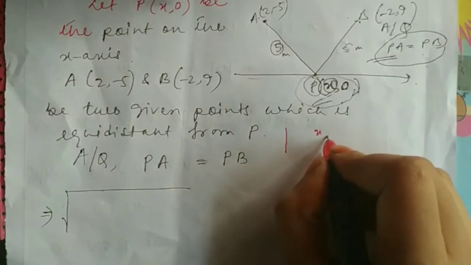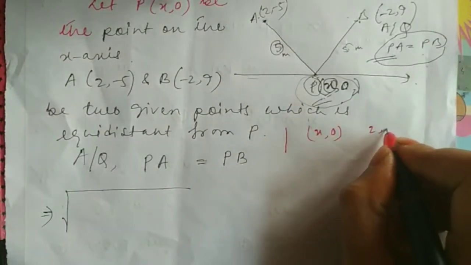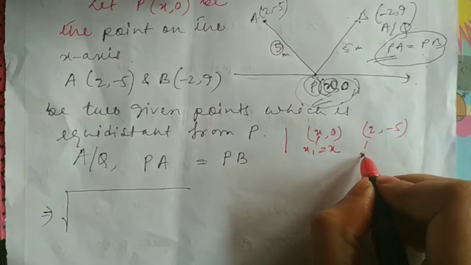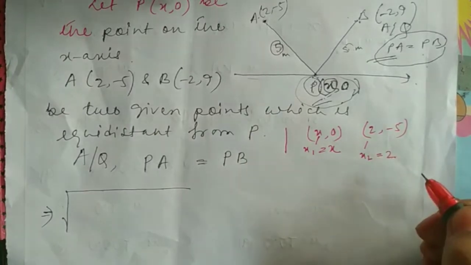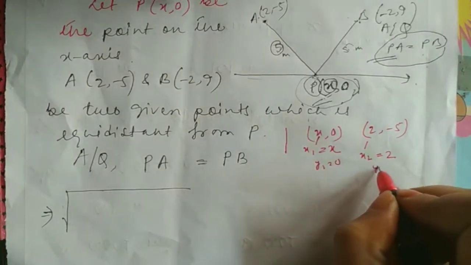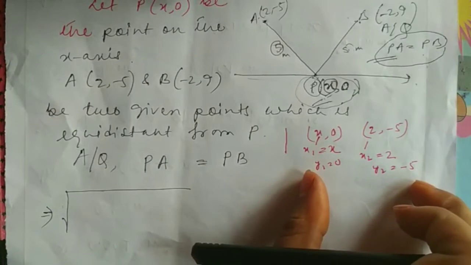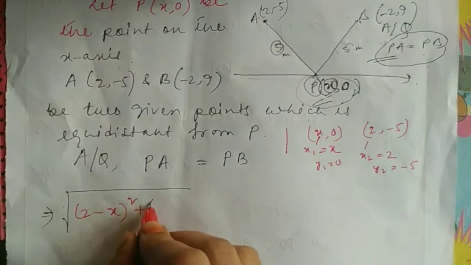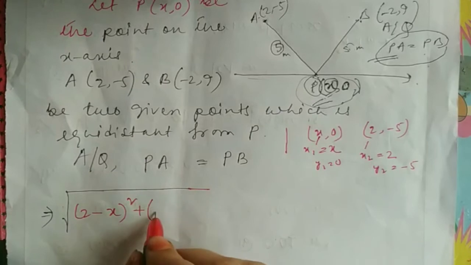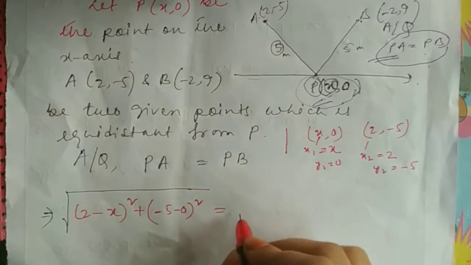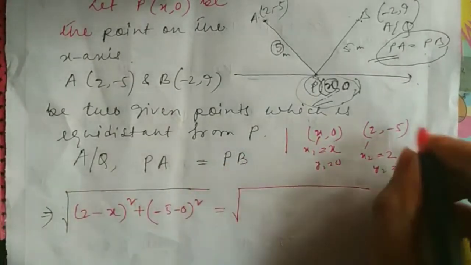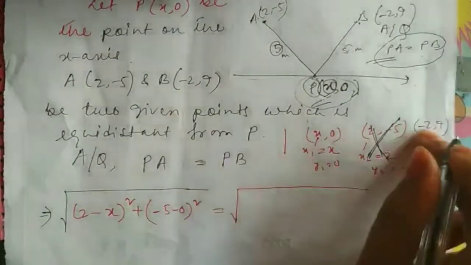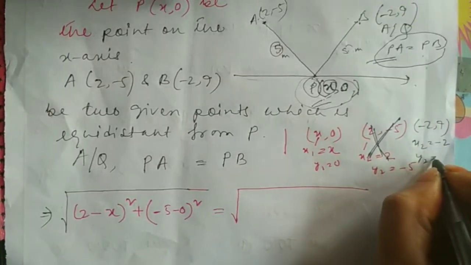P is x comma 0 and A is 2 comma minus 5. Here x1 is x and x2 is 2, similarly y1 is 0 and y2 is minus 5. So for PA we use the distance formula: x2 minus x1 gives 2 minus x whole square, plus y2 minus y1 gives minus 5 minus 0 whole square. We put the values in the formula. Similarly for PB, B is minus 2 comma 9, so x2 is minus 2 and y2 is 9.